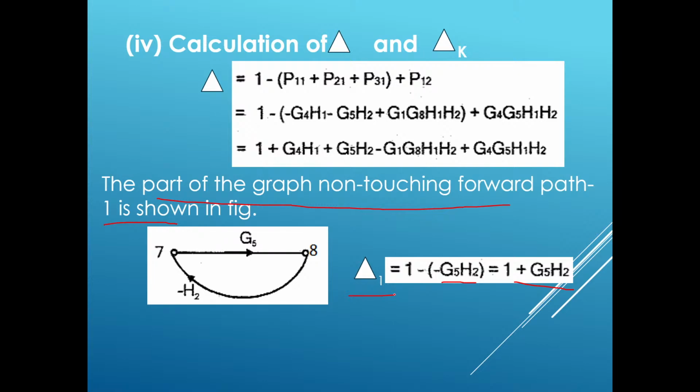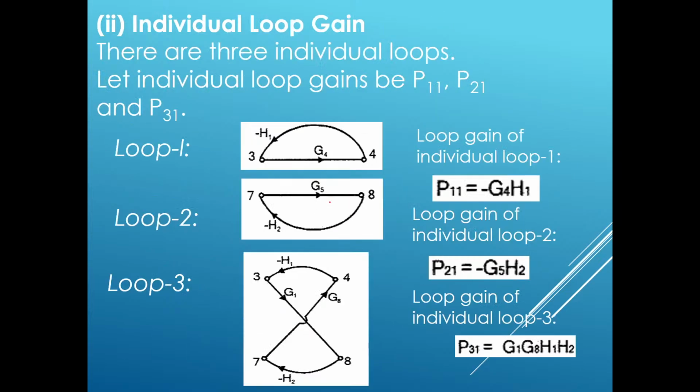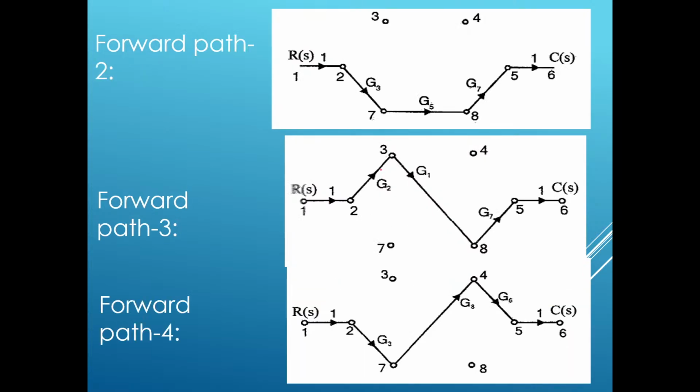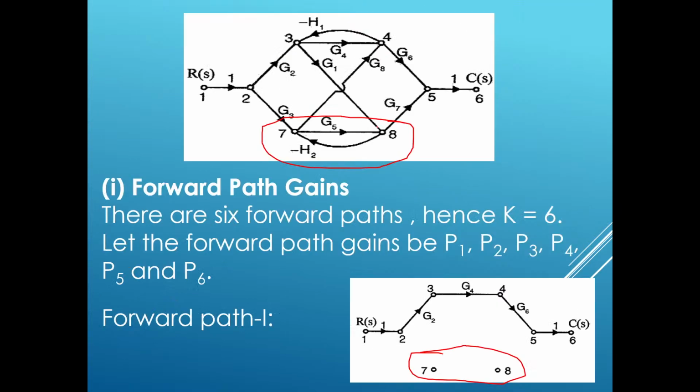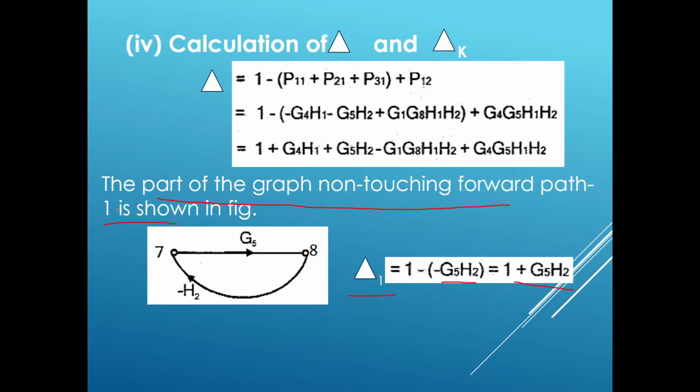So we have determined the part of the graph which is not touching path 1, and from that we have determined delta 1. Now let us determine the part of the graph which is not touching forward path 2. Let us go to forward path 2. You can go to this diagram itself. This is our forward path 2. If you observe in forward path 2, nodes 3 and 4 are not at all touching the forward path 2. So this 3, 4 loop will not touch the forward path 2. So that loop gain value we will consider.